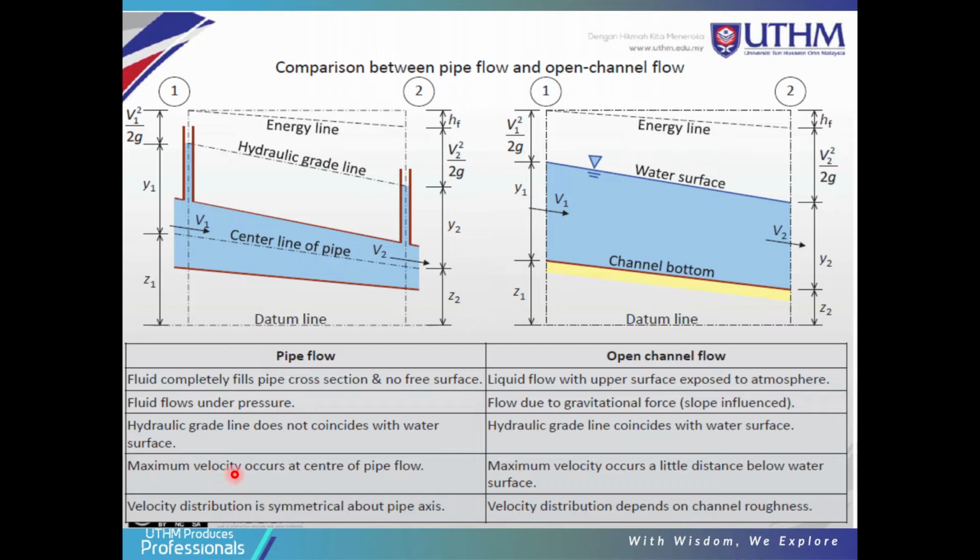Maximum velocity occurs at the center of the pipe in pipe flow. For open channel flow, the maximum velocity occurs a little distance below the water surface. Lastly, velocity distribution is symmetrical about the pipe axis in pipe flow, while in open channel flow the velocity distribution depends on channel roughness.